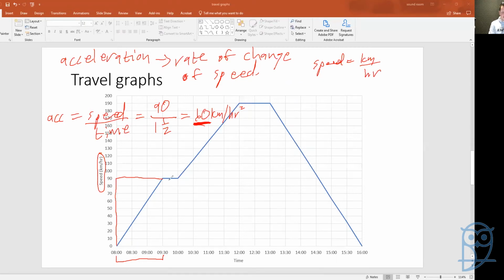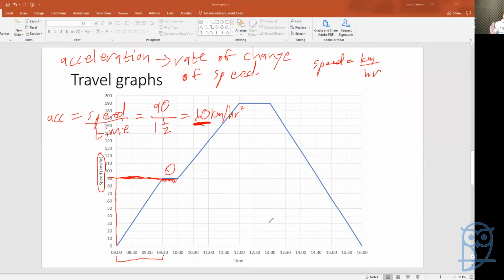What is my acceleration here? Well, my acceleration would be 0 because it is a constant speed. The gradient is 0. What is my speed there? My speed is not 0. My speed is 90 for that half an hour. Then it goes back up again, and it's again accelerating in the exact same way it was. And then there's a sharp deceleration there. So we can calculate all of this.